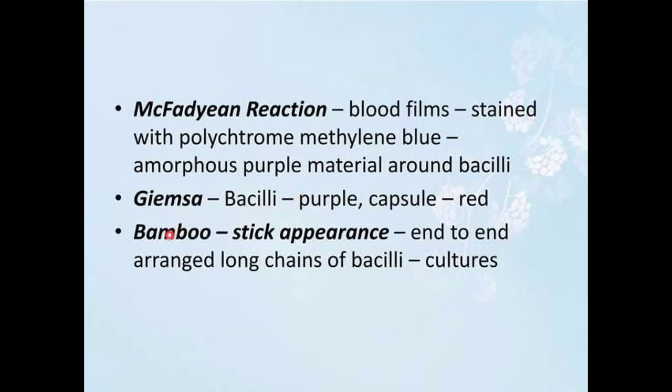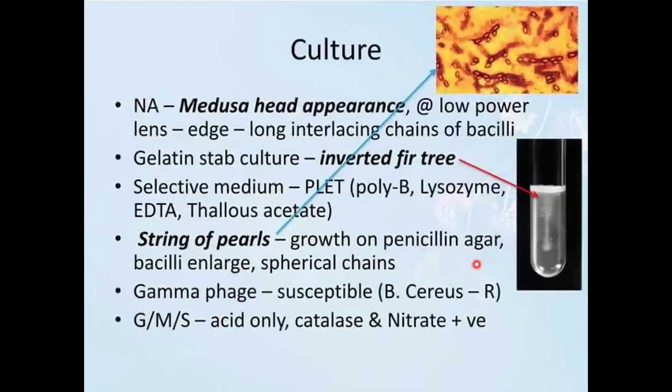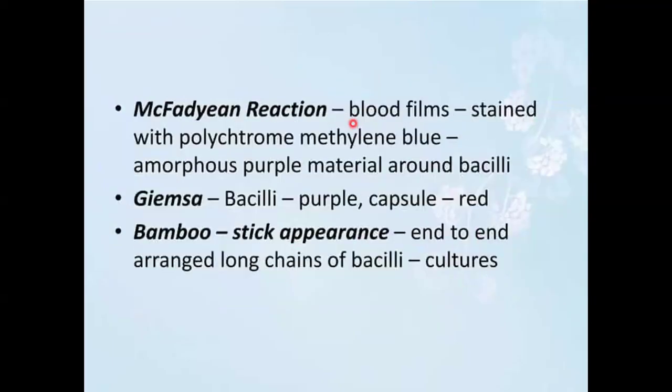And then something we call bamboo stick appearance. Okay, this is very buzzy for Bacillus anthracis. It has a bamboo stick appearance. So end-to-end arranged long chains of bacilli in the culture. I think I have a picture. Can you see here? They have bamboo. You know how bamboo looks like? If I was to draw, they look like this.